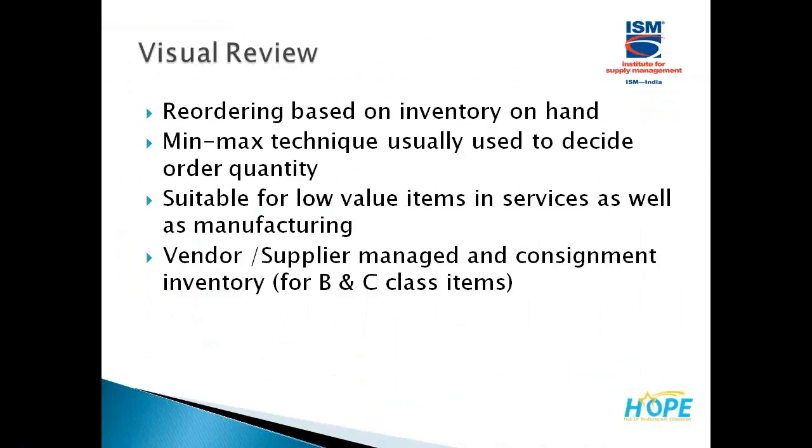Then for B and C class items, we can use the visual review system. In olden days, people used to keep the inventory close to the four walls, and then they made minimum or maximum tags. So these min-max tags are very commonly used, particularly for B and C class items. Nowadays very few companies use this system, because a lot of computer-based systems are available. This was a very good system before computer systems existed.